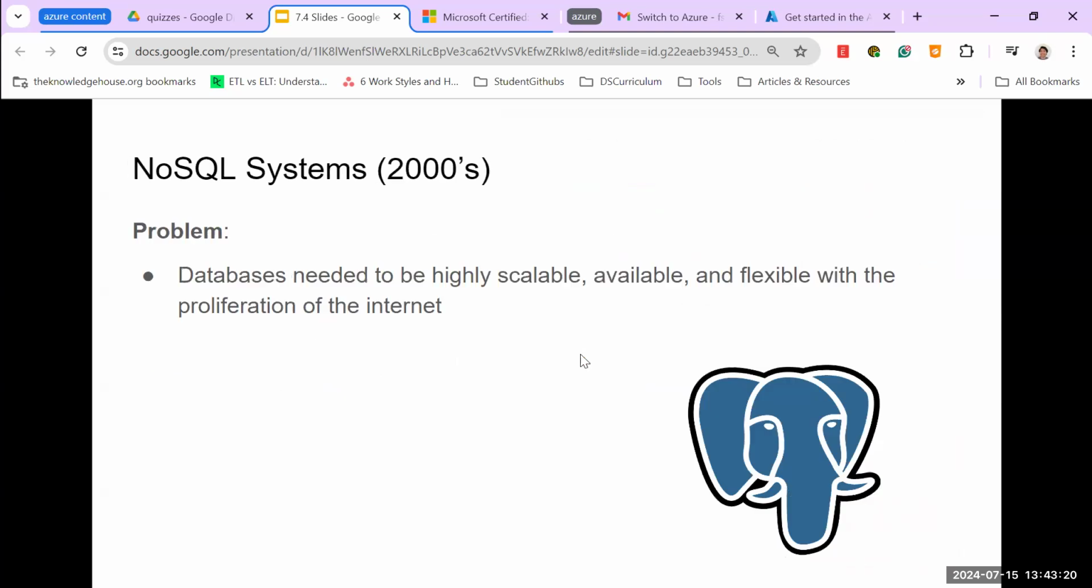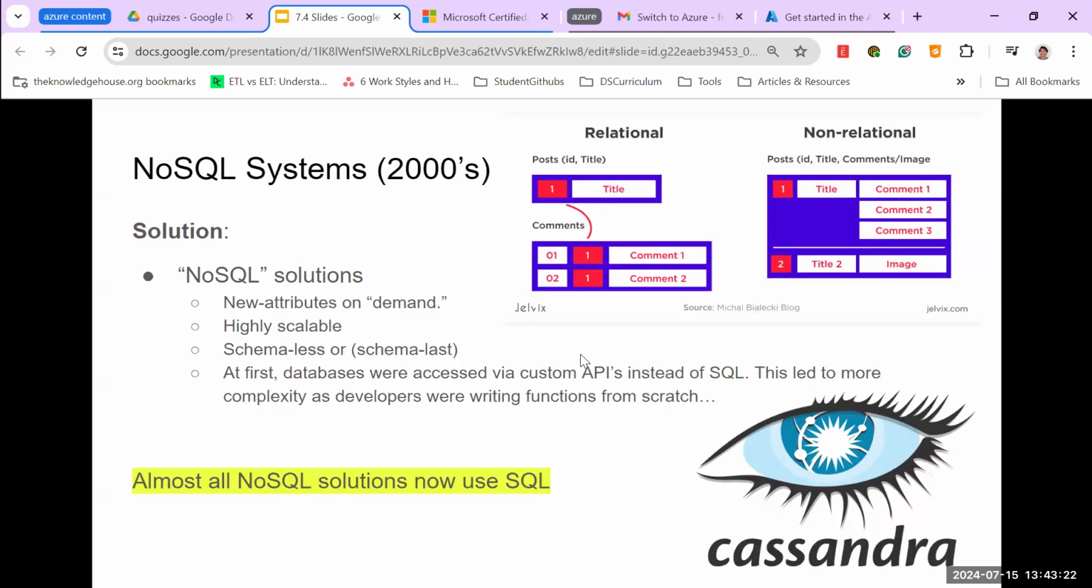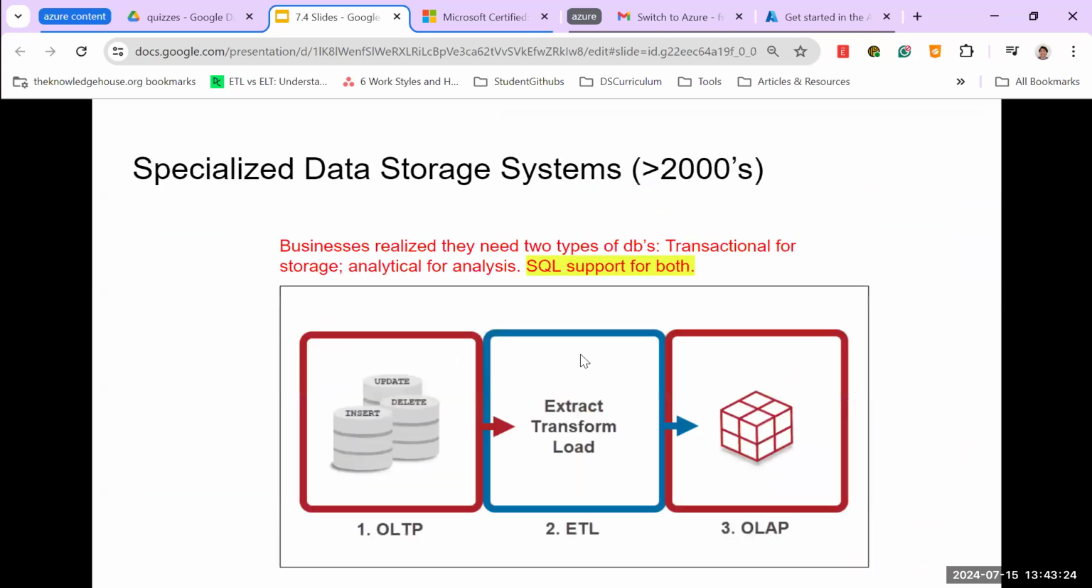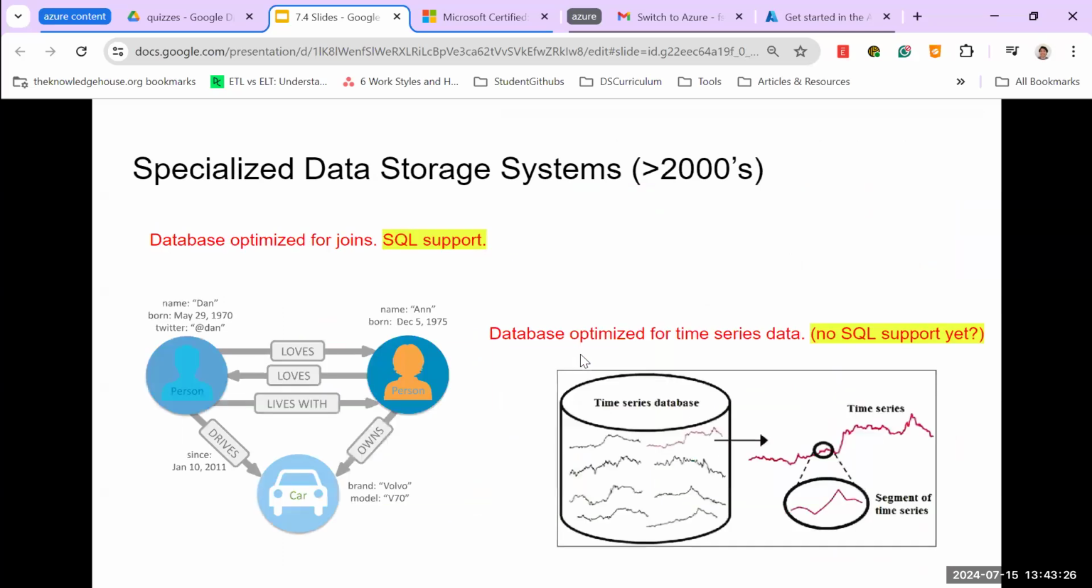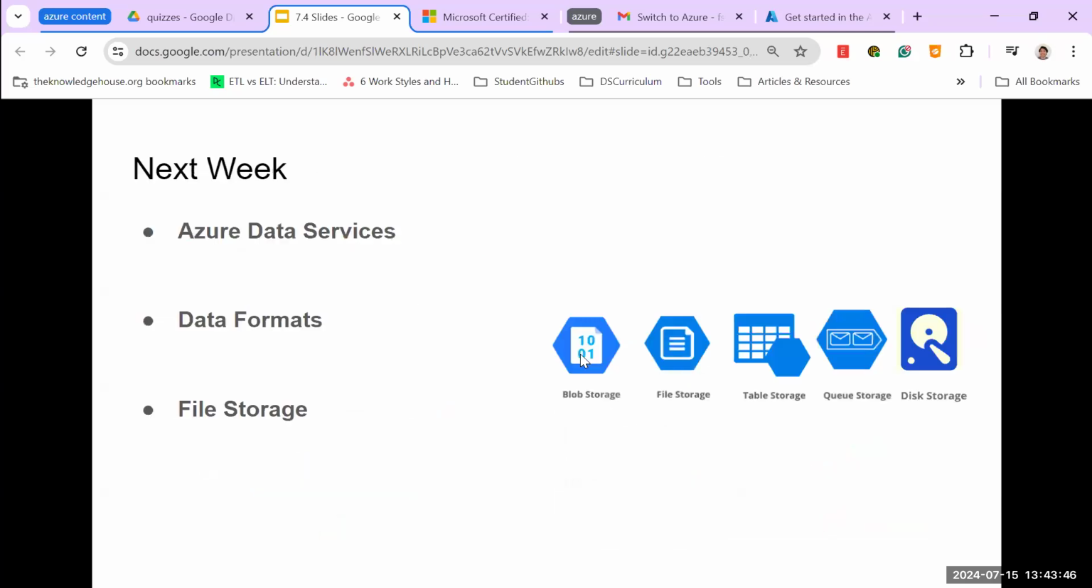A problem arises, SQL meets the problem head on, and so on and so forth. And now, at this point, we're in the era of specialized database systems. We have databases that are optimized for joins, such as graph databases. We have time series databases. Maybe we'll talk about a few interesting solutions during this course, and also during the class time.